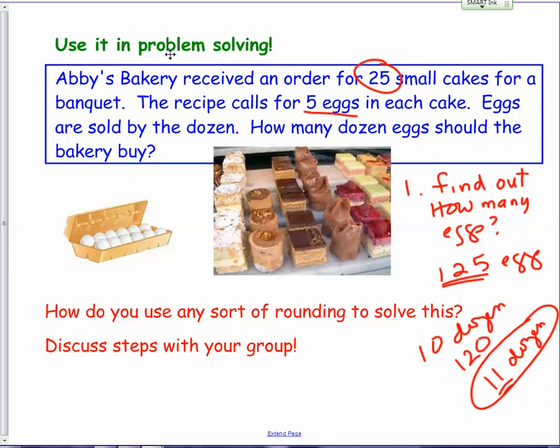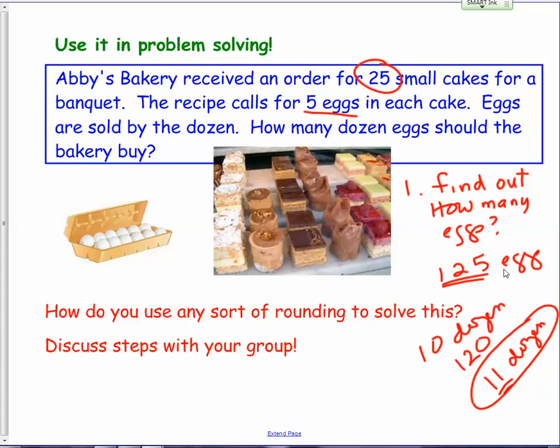Okay, then we used rounding in problem solving, and you don't always round off in the same way, so it really depends on the problem. So this was about Abby's bakery. She has 5 eggs in every cake, and she's making 25 small cakes for a banquet, and eggs are only sold at her market by the dozen. So the question is, how many dozens of eggs, egg cartons filled with 12 eggs, should the bakery buy? So I heard your groups discuss this, and most of you said first find out how many eggs. You need to be exact on that.